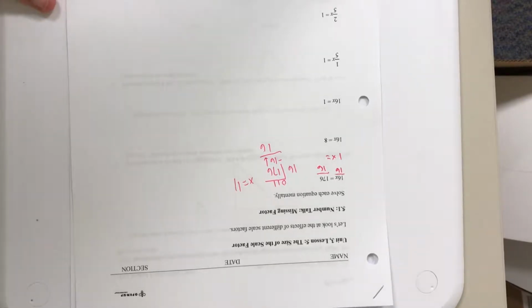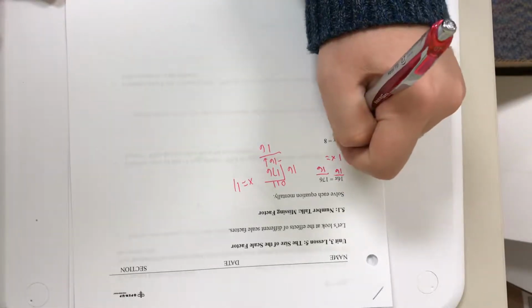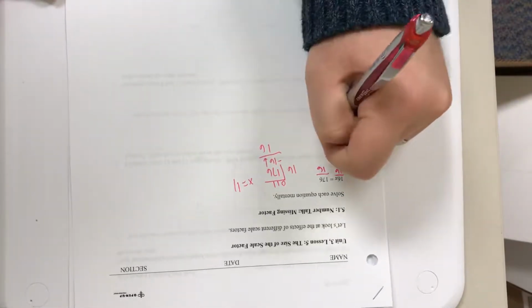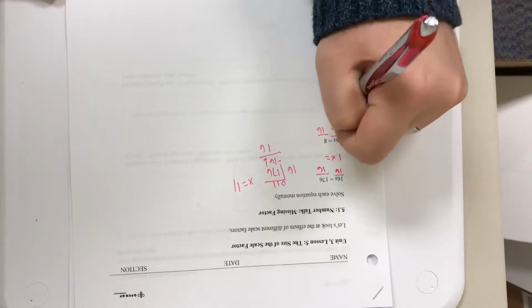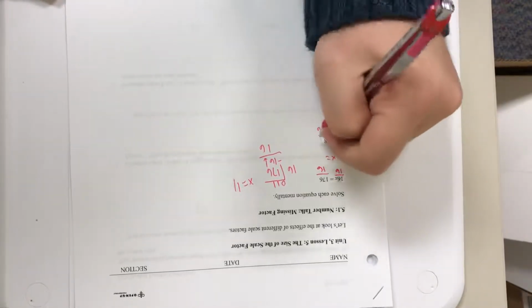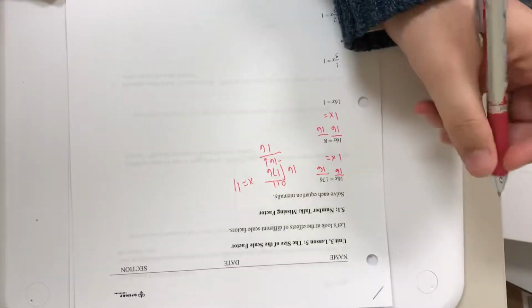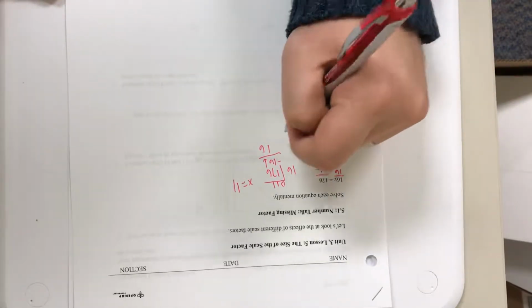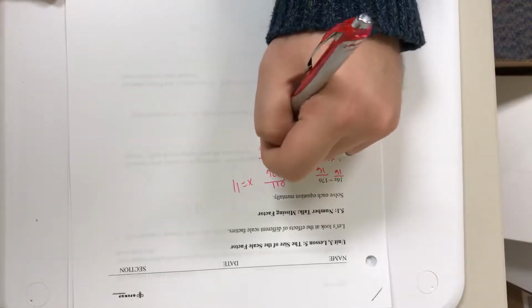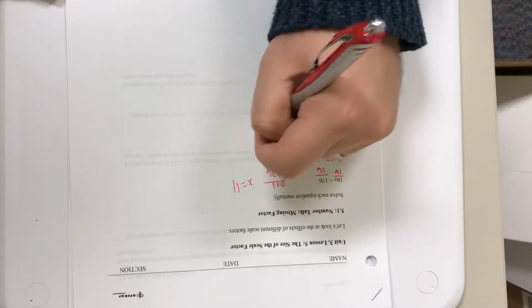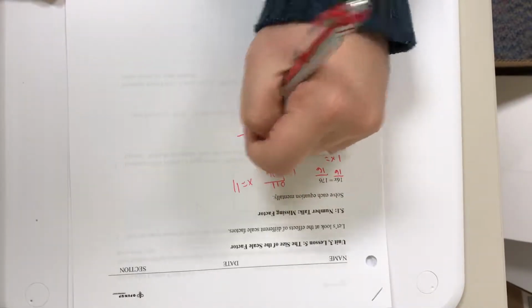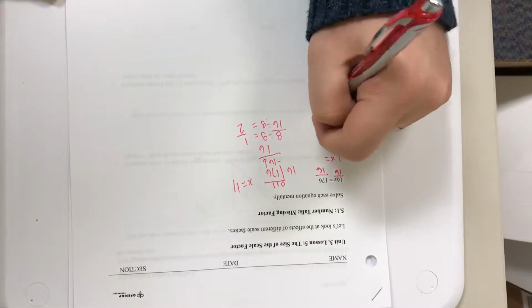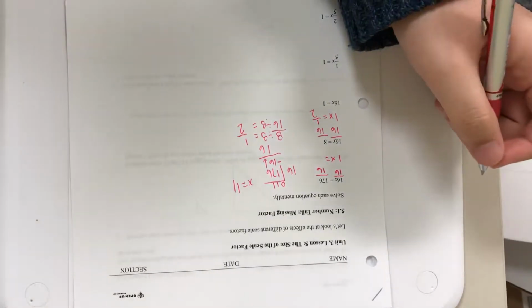The next one says 16 times x equals 8, or 16 times some number equals 8. To isolate x, I'm going to divide by 16 on both sides. Then I get 1x, so 1x equals 8 over 16. 8 over 16 is a ratio. I know some of you want to set it up as a division problem, or you can see that it's a ratio that can be reduced by dividing both of those by 8. 8 divided by 8 is 1, and 16 divided by 8 is 2. So x equals 1/2.